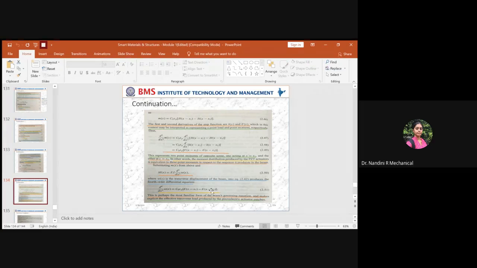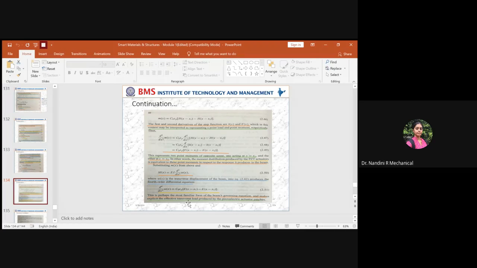So this is the most familiar way of expressing the governing equation when associated with beams. Beams could be anything. In our case, it is the structure with the PZT patch. So this will help to get the effective transverse load produced by the piezoelectric actuator patches. This equation always helps in knowing what the effective transverse load is.